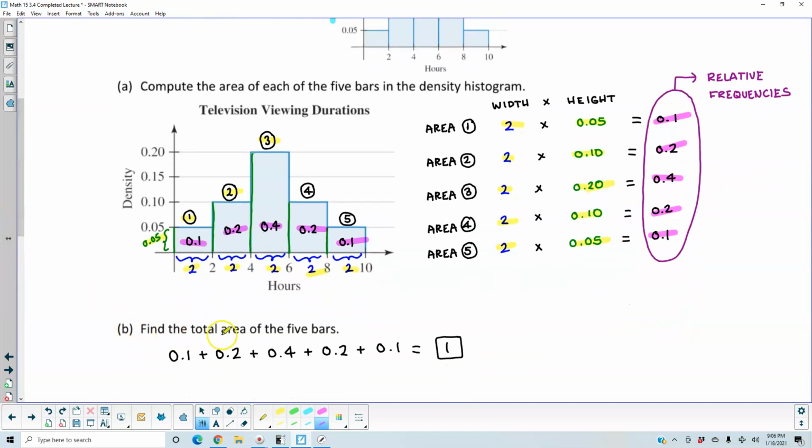Okay, now it says find the total area of the 5 bars. So if we add up the areas of each of the bars, we know that the first bar is 0.1, the second one was 0.2, 0.4, 0.2, 0.1. When we add them all up together, it gives us a value of 1.